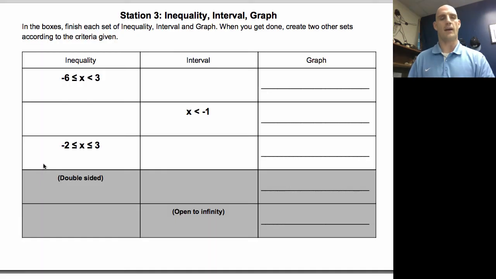All right, welcome back. In this station, we're going to be exploring how the inequality, the interval, and the graph all work together. So for example, in this first one, I'm going to do 2 examples for you. Actually, in this section, I'm only going to do 1 example for you because I think you're going to catch on pretty quickly. For this one, I'm matching inequality, interval, and graph. So given the inequality, -6 is less than or equal to x is less than 3, my interval is going to look like this.